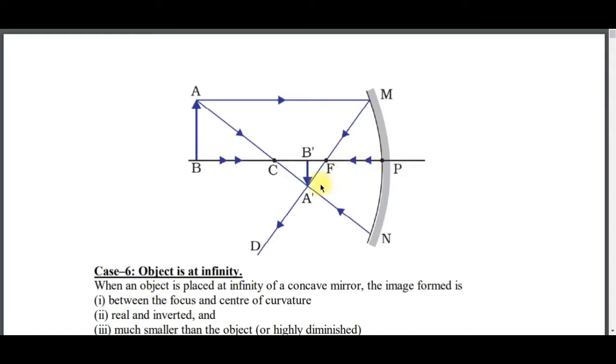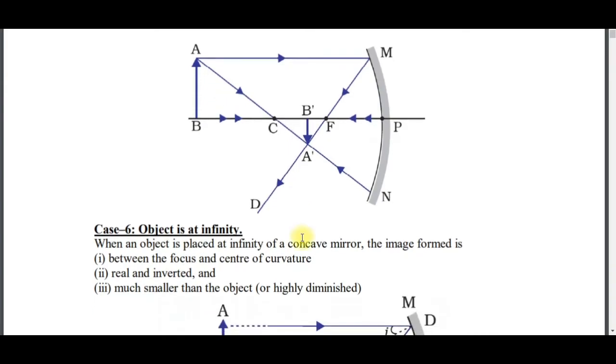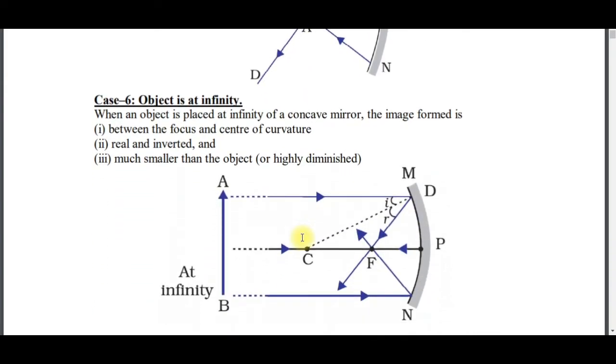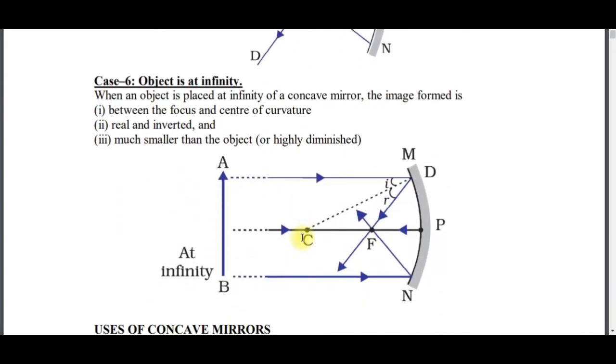Okay, it is real because it is in the front, and it is inverted and it is smaller. Okay, it is smaller. It is also called as diminished. Diminished मतलब कम हुआ है. Next what we do is we keep the object at infinity. Again, we keep the object at infinity and the image formed is at focus.